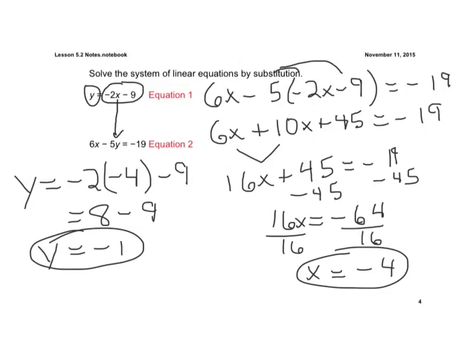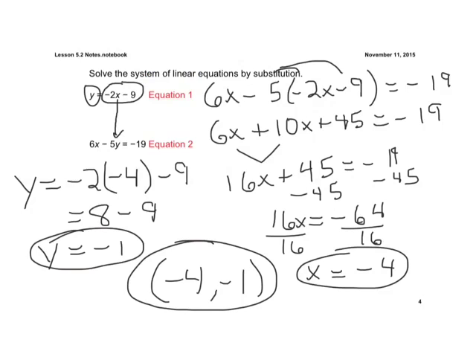We have our x coordinate, we have our y coordinate. Let's write it as an ordered pair. That is our solution to that system of linear equations. If we were to plug in for x and y, they would check out. They would equal each other.